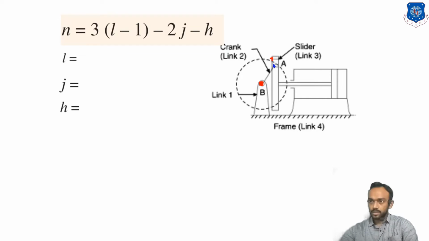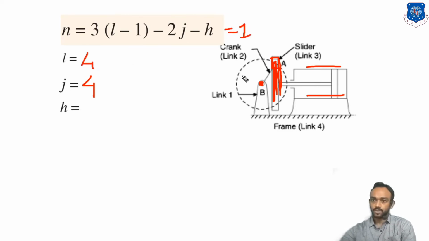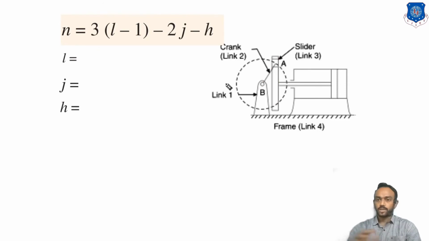Okay, this is the third link, and you can check there is a turning pair here between 2 and 3, and between 3 and 4 there is a sliding pair, because it is sliding inside this slider. And 4 is sliding inside this cylinder, so a sliding pair is there. 2 sliding, 2 turning, so joints are 4, links are 4, degree of freedom is 0. Okay, so that's it. These are the basic examples of degree of freedom.